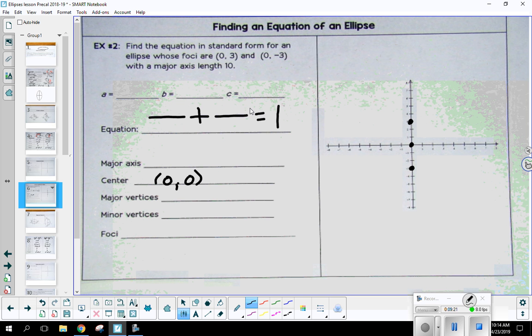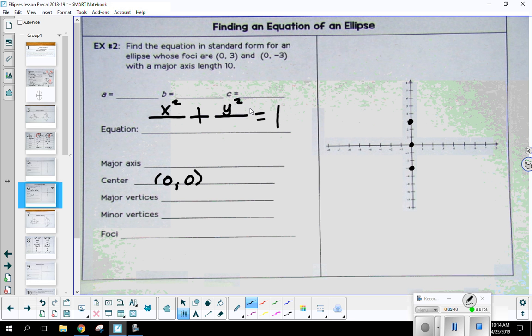In fact, when I write out the equation, should I include the zeros or no? No? People are shaking their heads, so I won't. If you want to, that's perfectly fine. We talked about that. So I'll just say x squared and y squared, or (x minus 0) squared, (y minus 0) squared. Now, I do need A and B, okay?